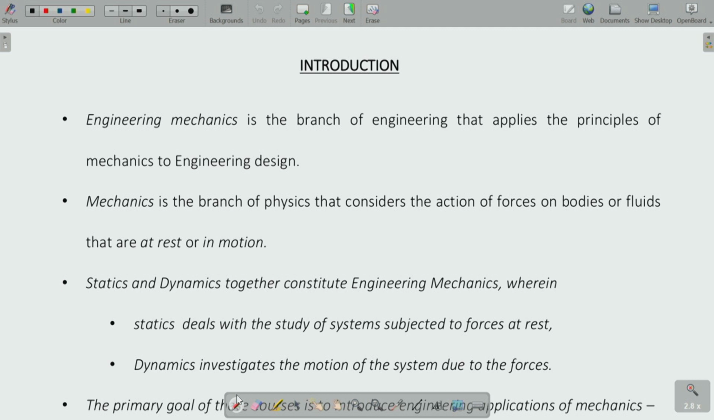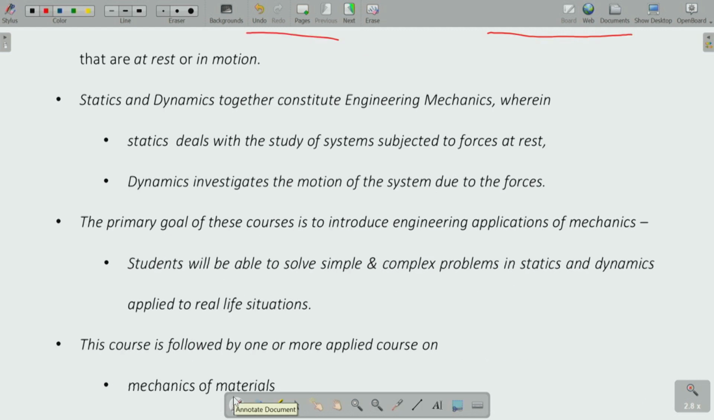Engineering mechanics is a branch of engineering that applies the principles of mechanics to engineering design. It is built upon the physics which you have acquired in your class 11 and 12. Mechanics is a branch of physics which considers the force acting on a body or on fluids which are at rest or in motion. Statics and dynamics together constitute engineering mechanics. In statics, we deal with systems at rest, while in dynamics we will talk about systems in motion due to the force.